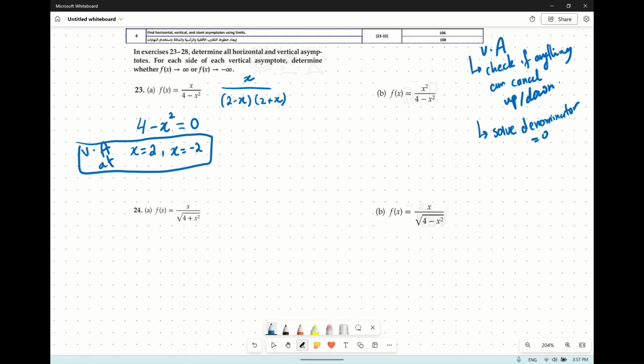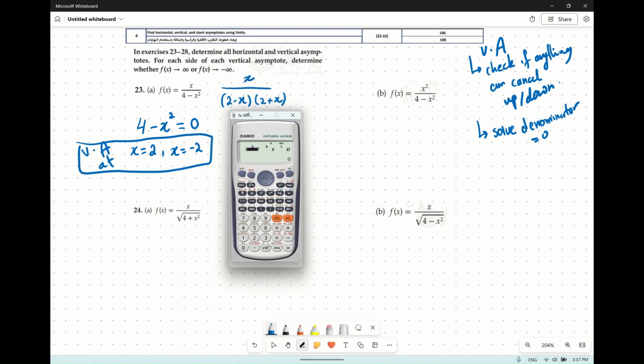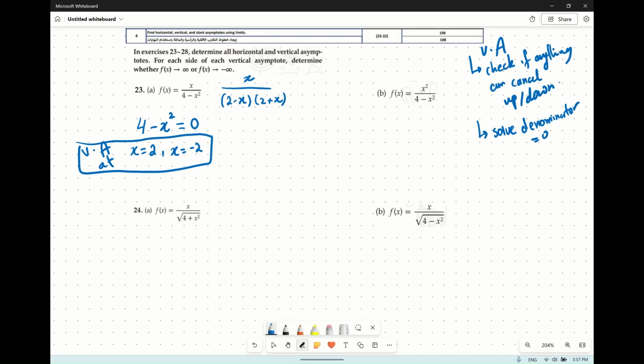Now, how did I find these answers, 2 and minus 2? Very simply using my calculator. Mode 5, 3. A is negative 1. B is 0. C is 4. So I get 2, negative 2. Okay, now we are done with the vertical asymptote.